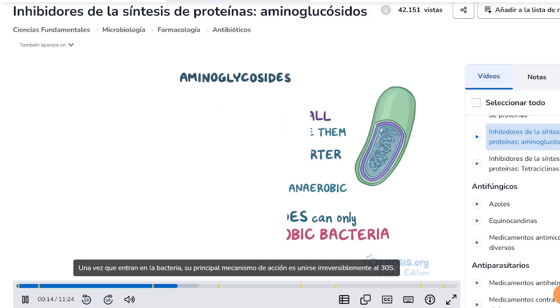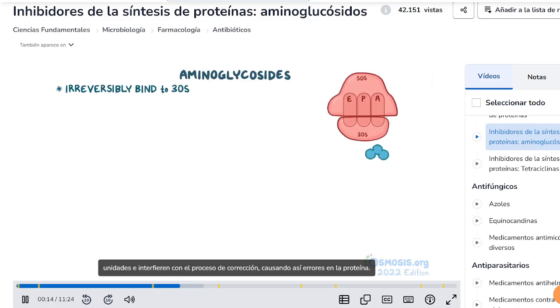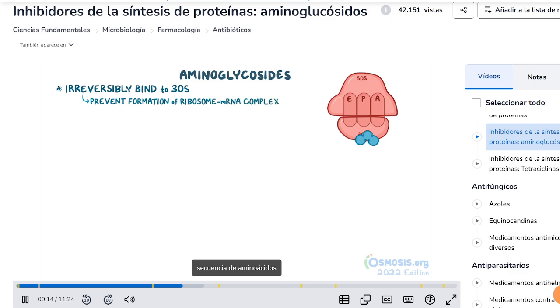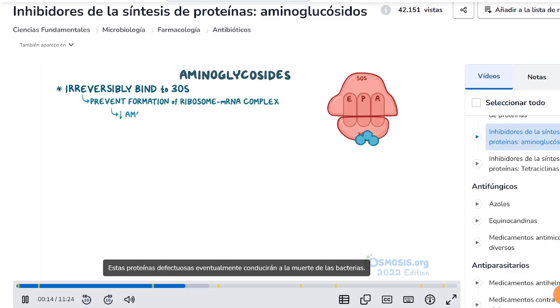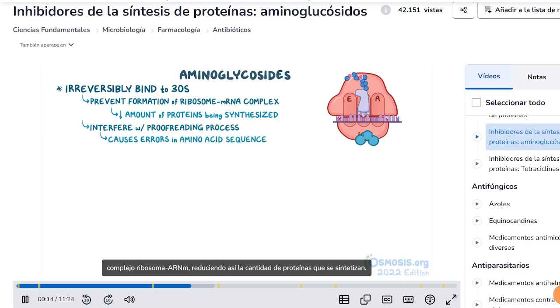Once they enter the bacteria, their main mechanism of action is to irreversibly bind to the 30S subunits and prevent the formation of the ribosome mRNA complex, thus inhibiting the initiation of protein synthesis and reducing the amount of proteins being synthesized. They can also interfere with the proofreading process, thus causing errors in the protein's amino acid sequence. These faulty proteins will eventually lead to the death of the bacteria.